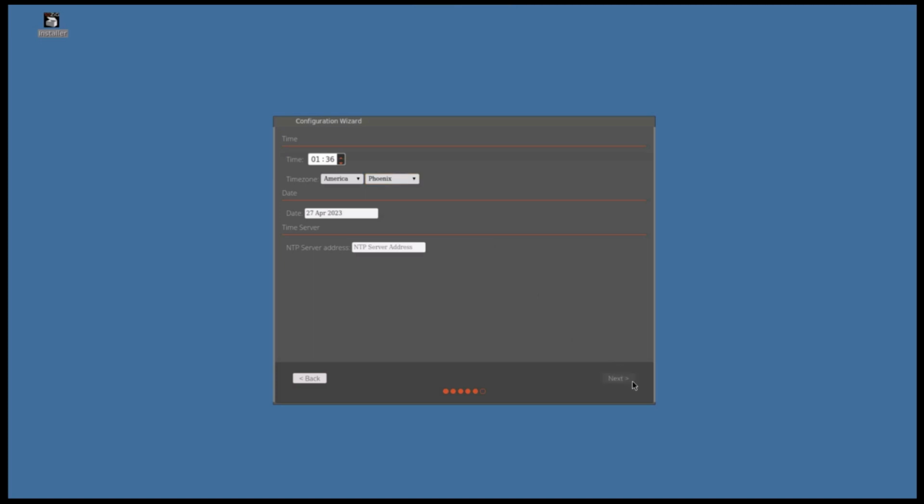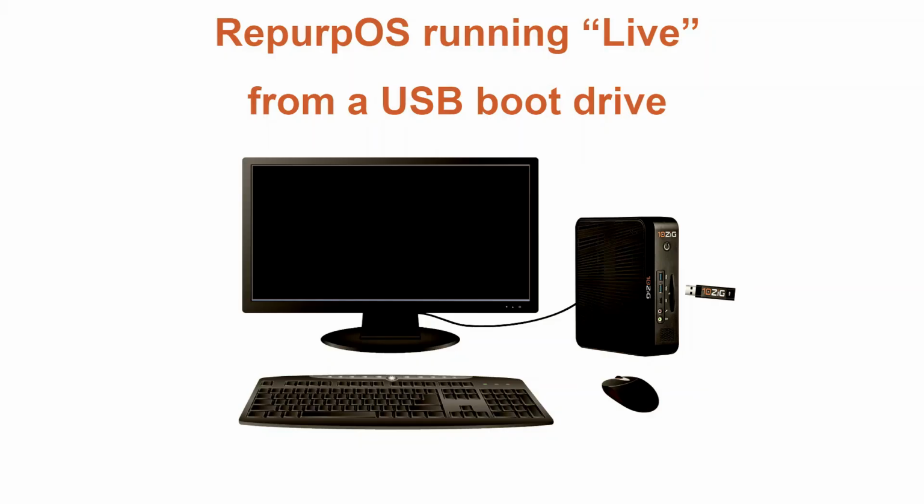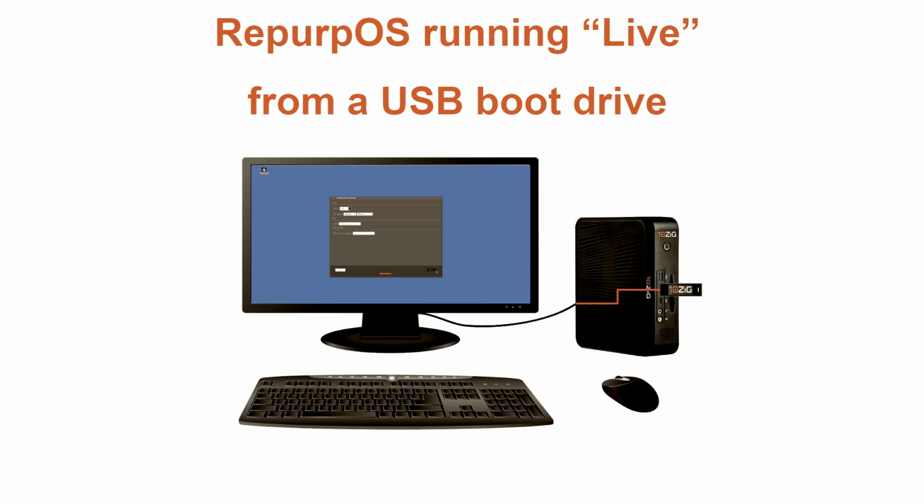If we click Next, then the wizard completes and the Repurpose desktop is displayed, with the shutdown and control panel icons in the bottom left of the screen. In this mode, we're running the Repurpose operating system live from the USB drive that we booted from.